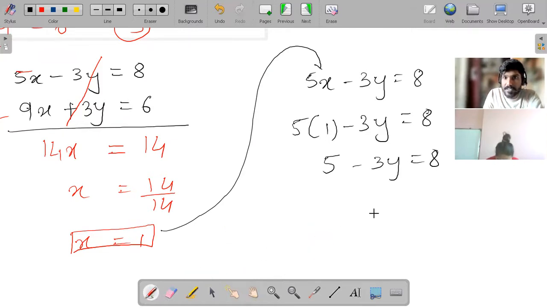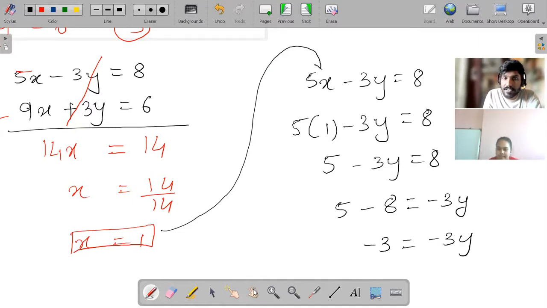And how will you simplify this? Take minus 3y on the other side and bring plus 8 on the other side. So it becomes 5 minus 8 equal to minus 3y. And 5 minus 8 is? 3. And the sign? Minus. Minus 3. Minus 3 is equal to minus 3y.